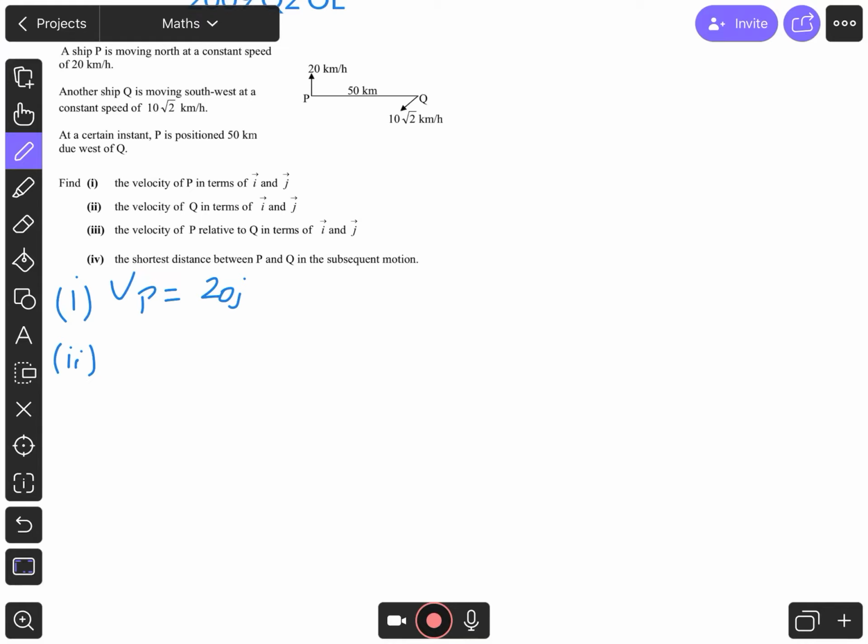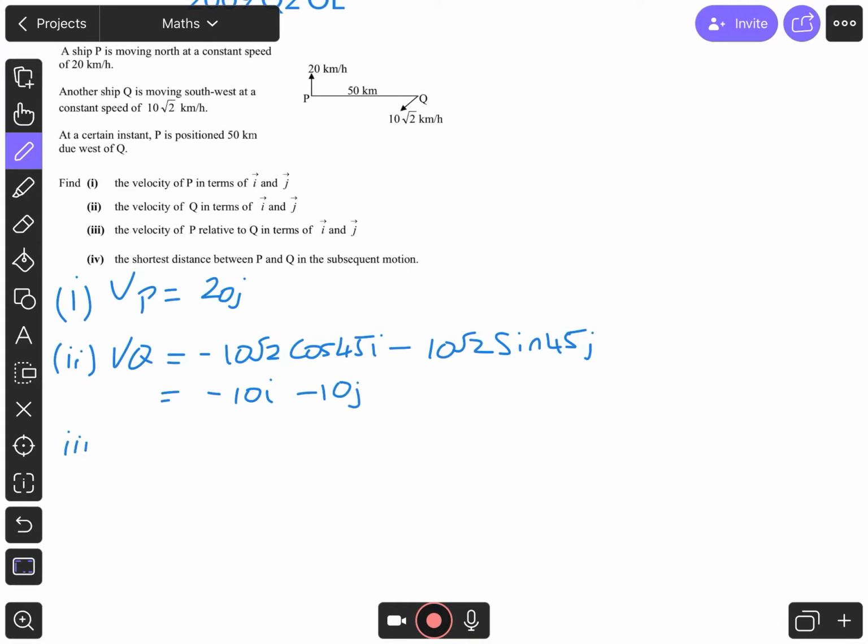the velocity of Q in terms of I and J, and we know it's going southwest, so the velocity of Q is going to equal 10 root 2, and we have cos 45. That's my I part. I have 10 root 2 sine 45. That is the J part. It's going south and west, so it's going to be a minus and minus. So I'm going to find that that is minus 10I and minus 10J.